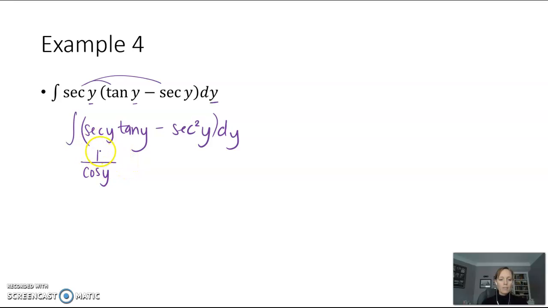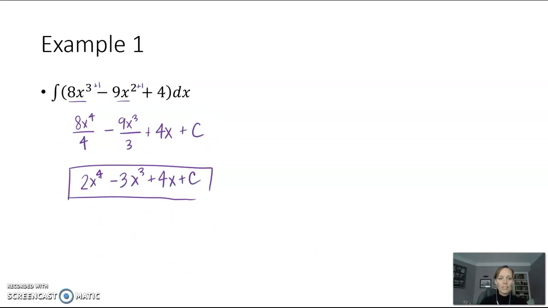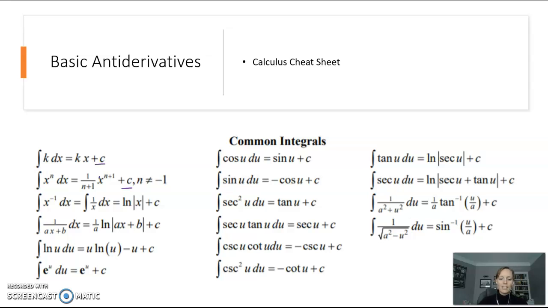Oh, I take this back. You are likely going to find this on your cheat sheet. So let's go back to that cheat sheet and see if we can find secant of a variable, tangent of a variable. And we see that that's right here. So I found the antiderivative of secant of u tangent of u is equal to secant of u.